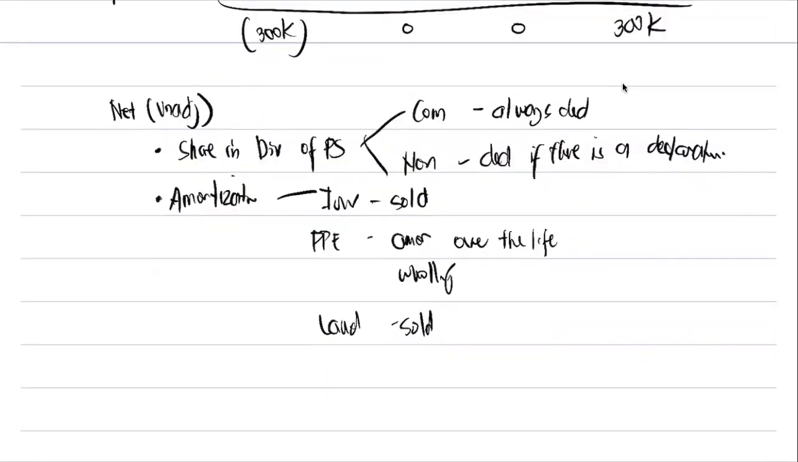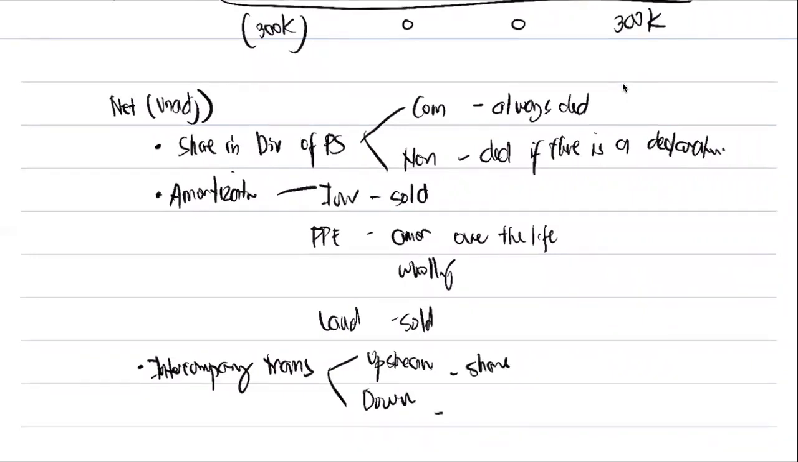Next, we also talk about your intercompany transaction. For intercompany transaction, you look whether it is upstream or downstream. If that is upstream, how do we treat it? Upstream, only the share. Downstream, we treat it wholly. And take note, what are the items that can be sold? We have, again, your inventory, we have your property, plant, and equipment that is depreciable, and land.